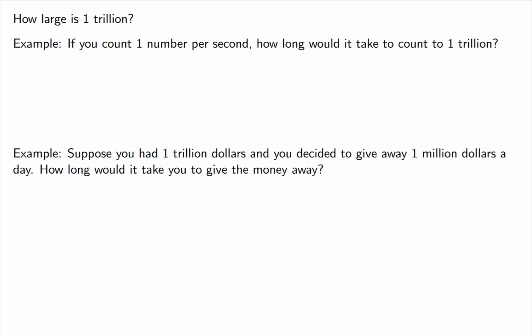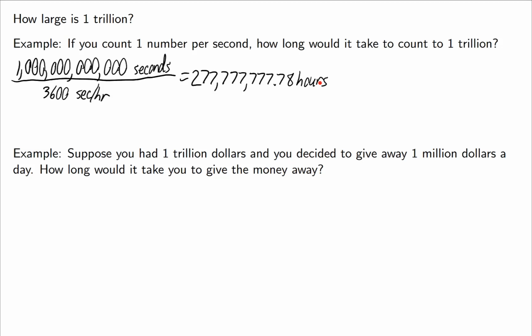Now, 1 trillion. Probably the only place you've encountered the number trillion is the U.S. national debt. But there are other places you could probably see it. Let's see how long it would take to count to 1 trillion. Here's the first step, keeping in mind that 1 trillion has 12 zeros. When I divide out to get to the number of hours, I have 277 million hours.